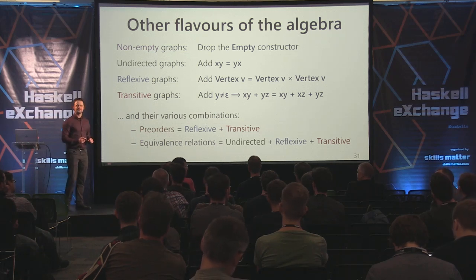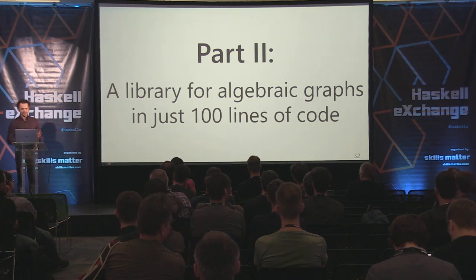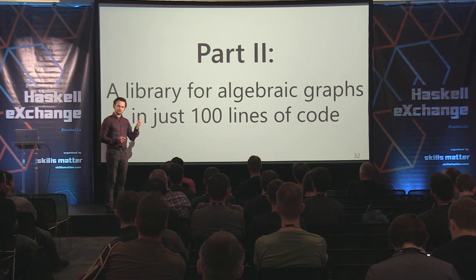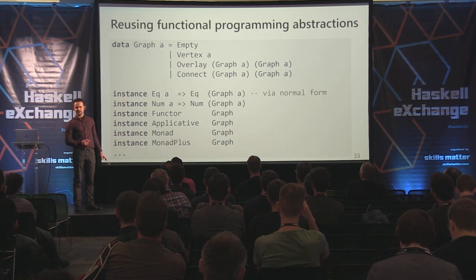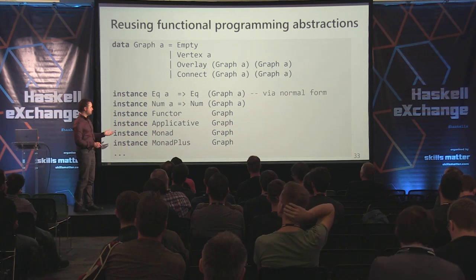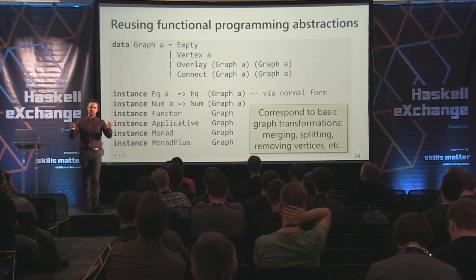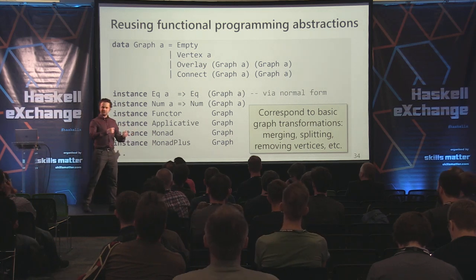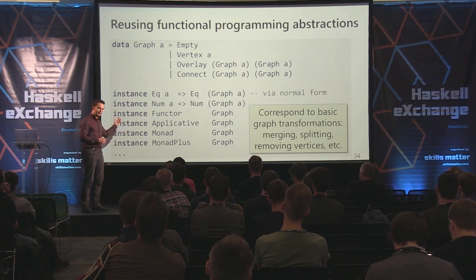OK. Right. So let's look into what we can do with this data structure. We can build up a library. You can make this data type an instance of a lot of standard type classes, and they all give you some interesting transformations. So functor, applicative, monad, MonadPlus, they allow you to merge vertices, split vertices, remove vertices, which I find quite interesting. You can reuse a lot of code which is already out there in standard libraries to transform graphs.